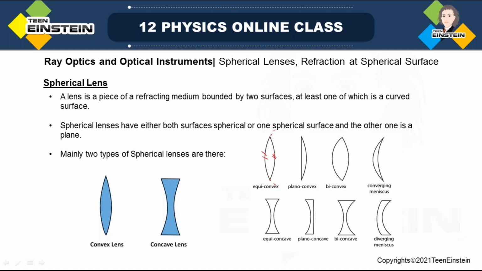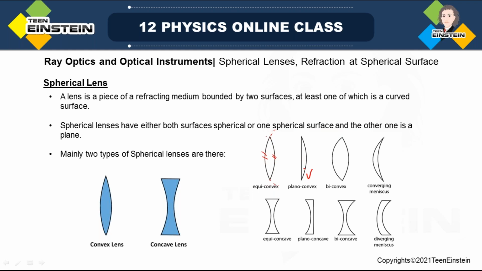Okay, this surface and this surface have exactly equal features, like they have equal radius of curvature, etc. So that's why this is called equiconvex. Both the surfaces are convex as well as having the same radius of curvature.